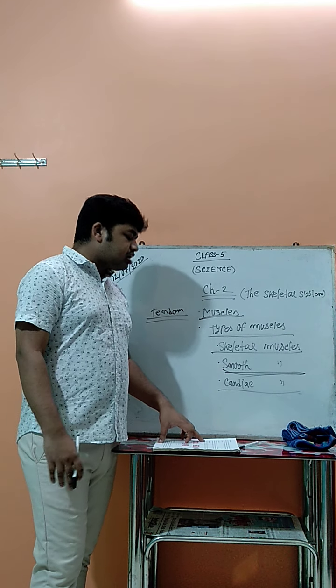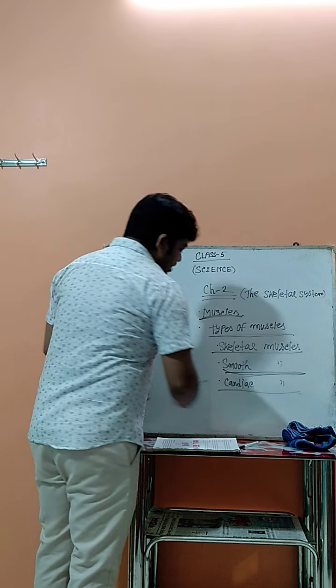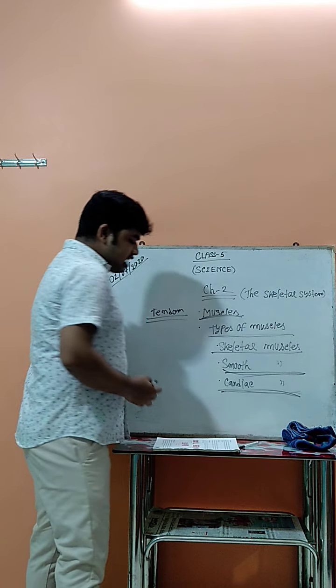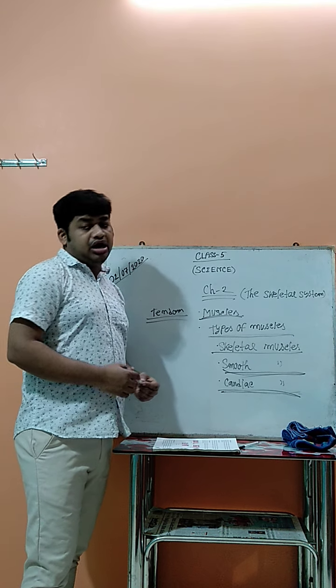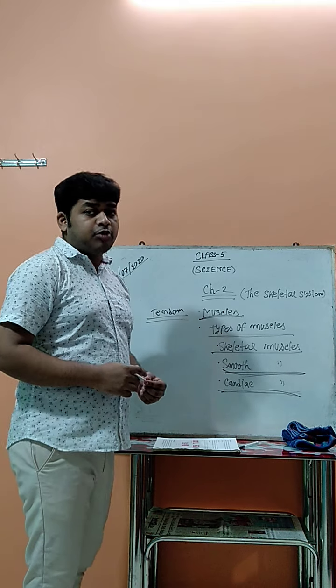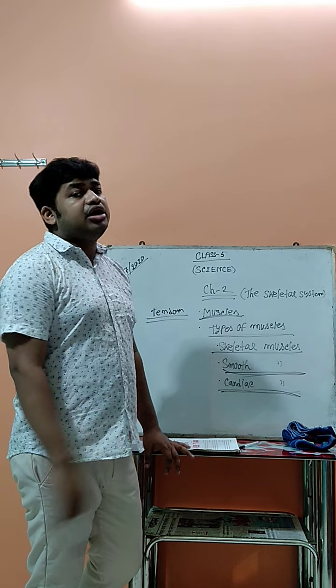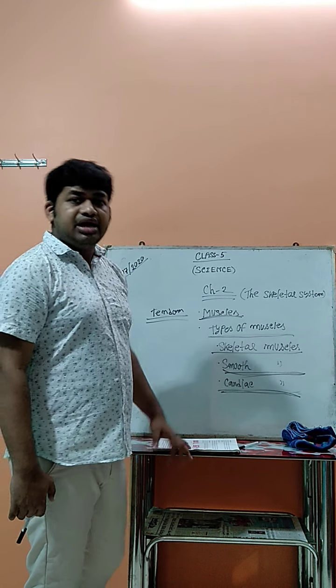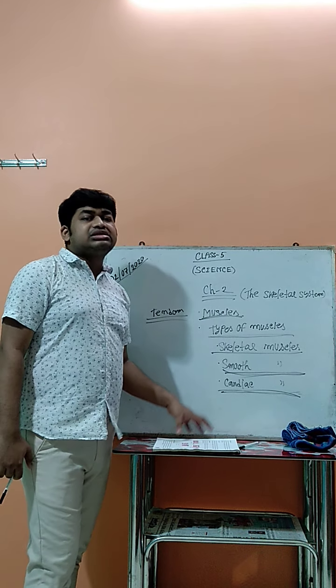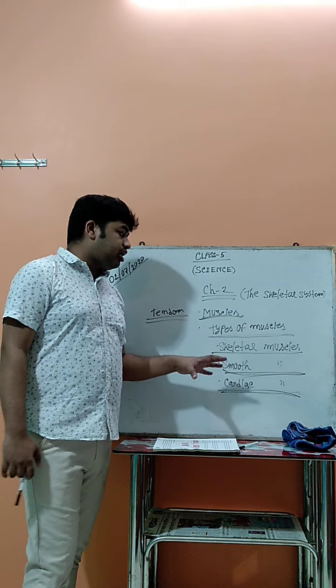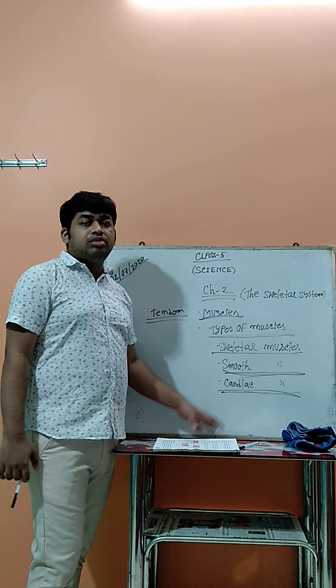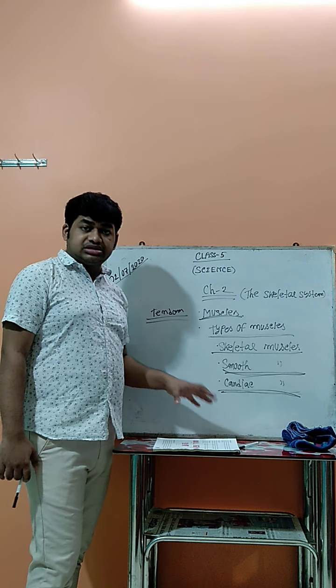Now the third one is the cardiac muscles. What are the cardiac muscles? They are the muscles that make up the heart. The muscles that are responsible for the formation of the heart are known as the cardiac muscles. Again I repeat, the muscles that help form our heart are known as cardiac muscles.